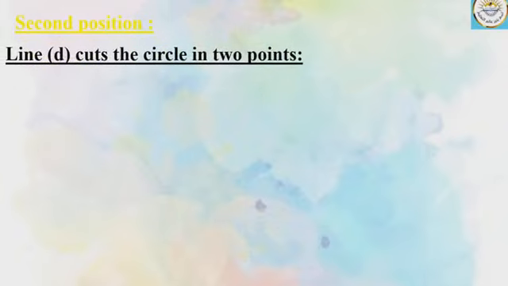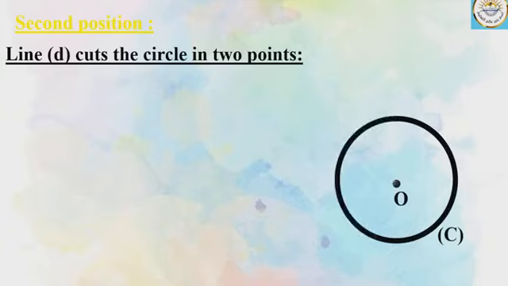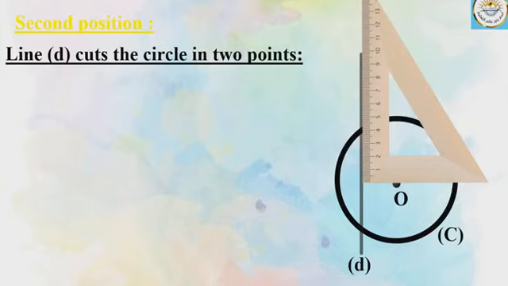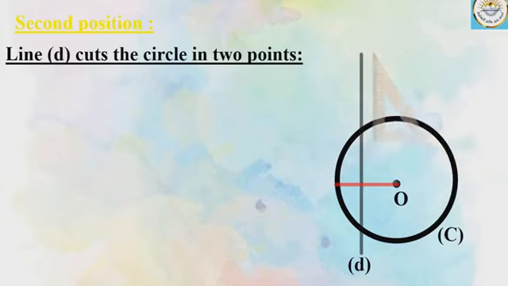The second position is line D cuts the circle at 2 points. This is the circle C of center O, and this is the line D. It cuts the circle at 2 points. For example, there is a distance from the center to the intersection point of the line, perpendicularly, of course. So OM is smaller than R.